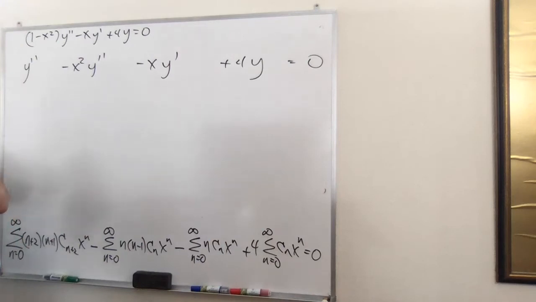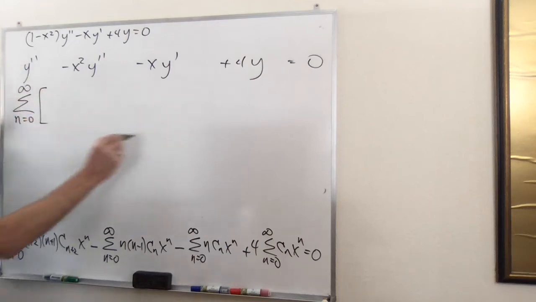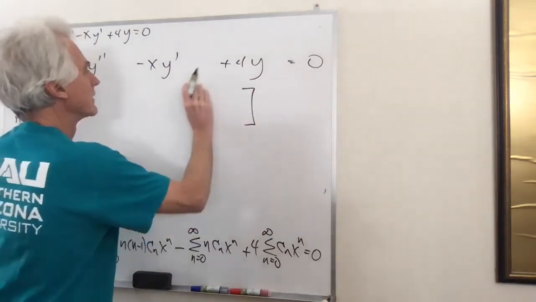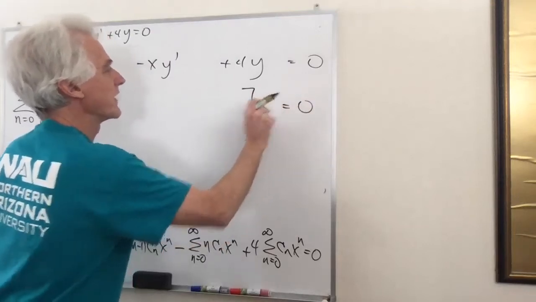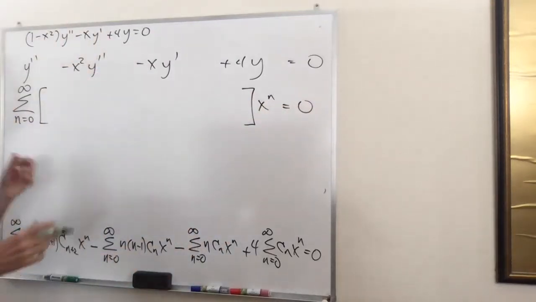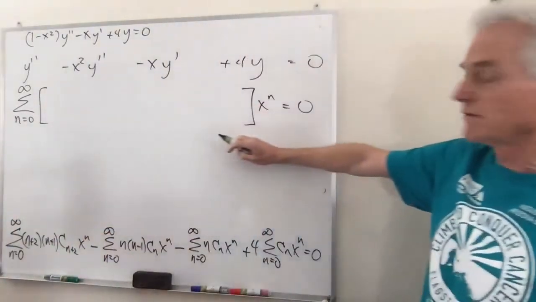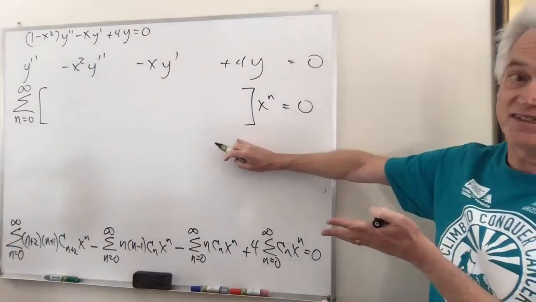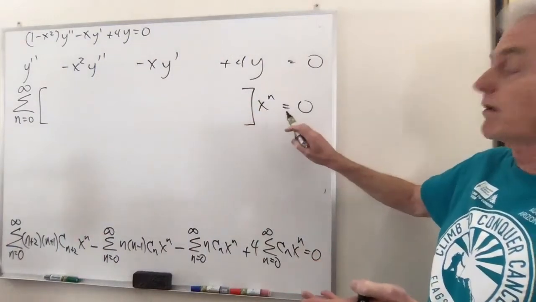So I get that the differential equation is the same thing as a sum from n equals 0 to infinity of, I'm going to make a big bracket. So that's the big picture: it's the sum from n equals 0 to infinity of something with no x's, but it has n's in it, it has cn's in it, times x to the n is 0, right?